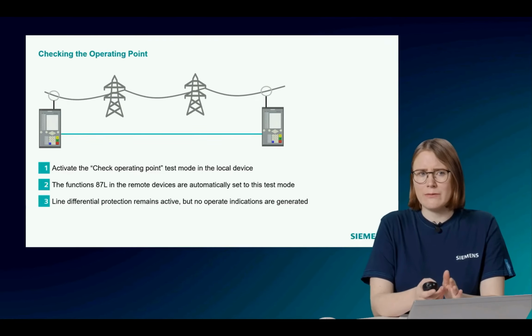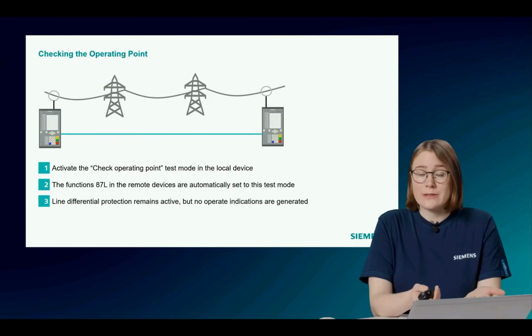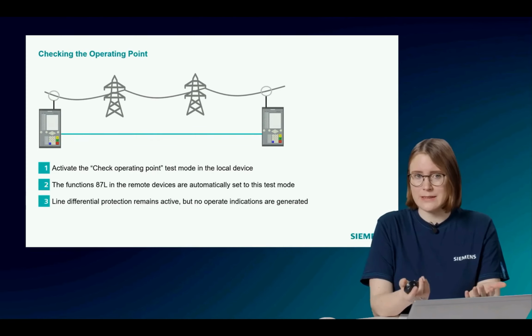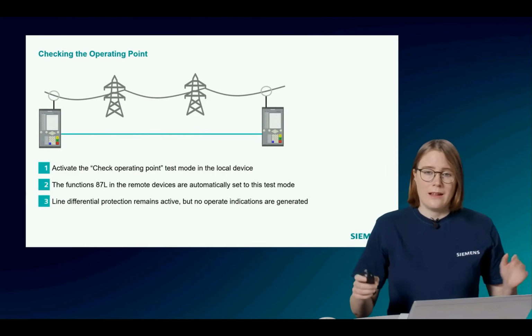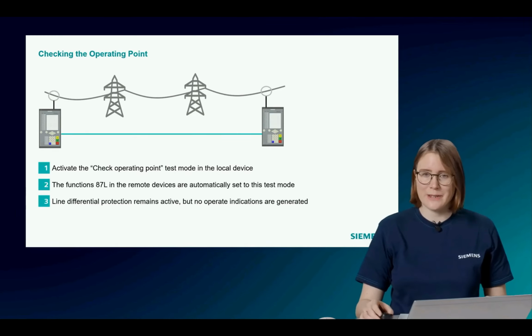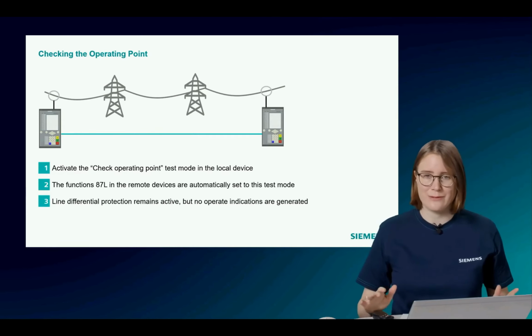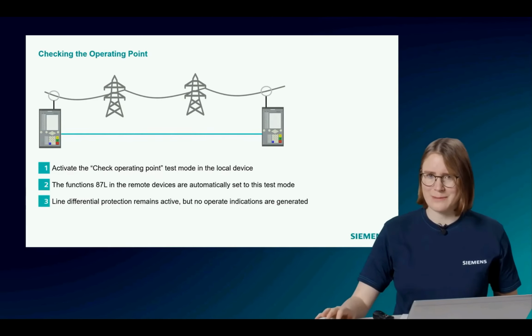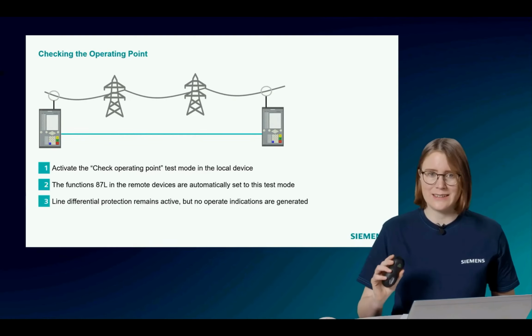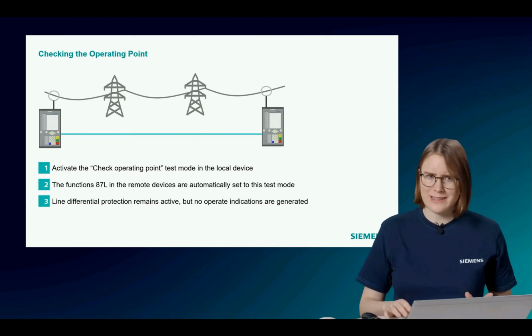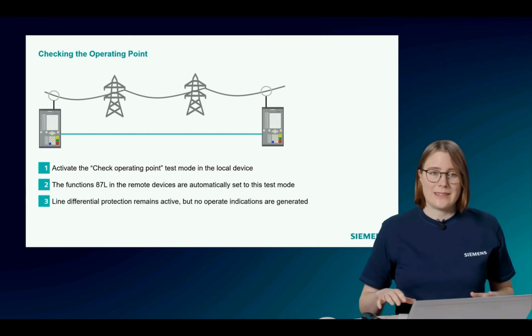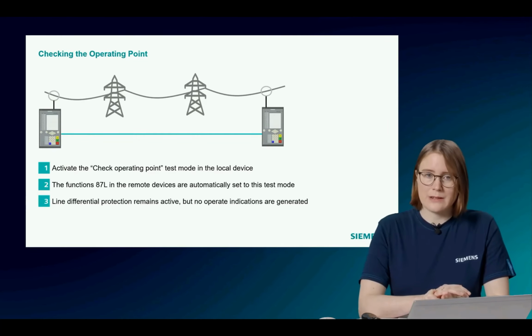Okay, are my values plausible? With this current that is flowing, does the restraint current make sense? Does the differential current make sense? Is the function running? Do I see the communication? Is the communication running? So this would be like this last final check before going live with your system. And here this is not for testing anymore. So this is only for this final checkup. And here the line differential protection remains active, but no operate indications are generated.